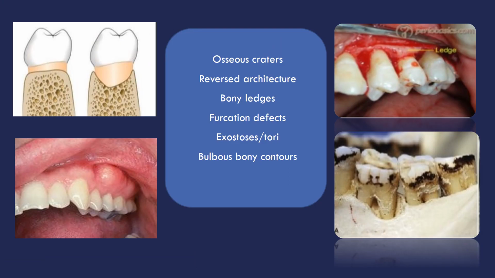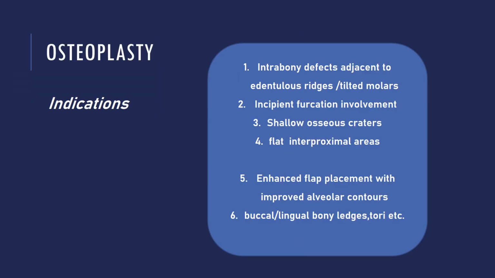So coming to the other types of osseous defects that need osseous resective surgery: osseous craters, reversed architecture, bony ledges, furcation defects, exostosis or tori, and bulbous bony contours. These are all details we already covered in the previous chapter, so I am not going into the details of it. Coming to the procedure directly, what is osteoplasty we already covered, and what are the indications for osteoplasty?